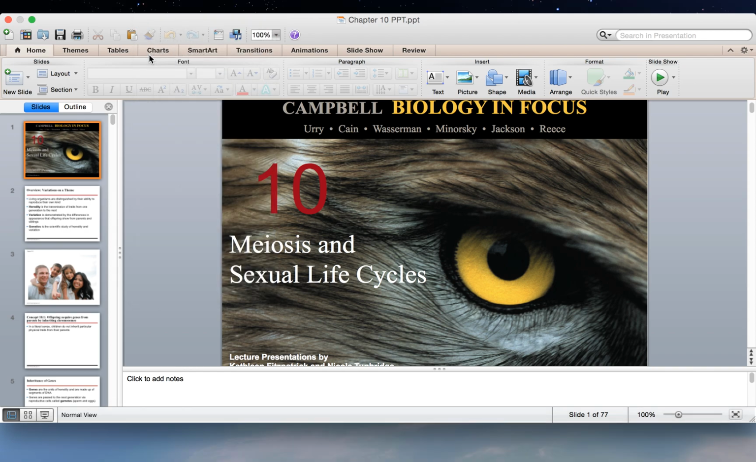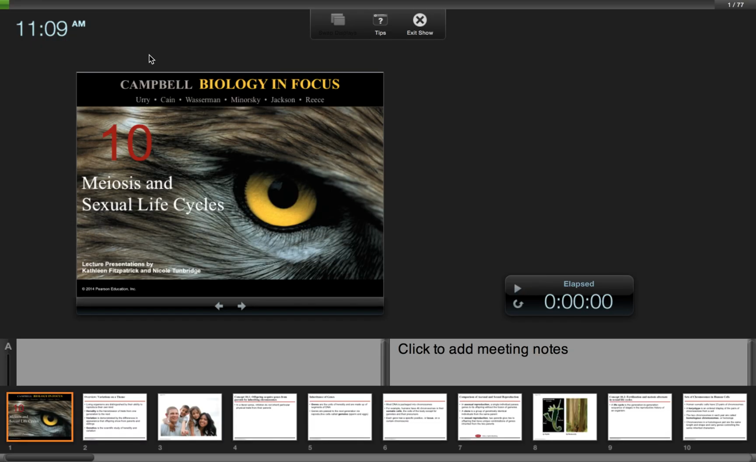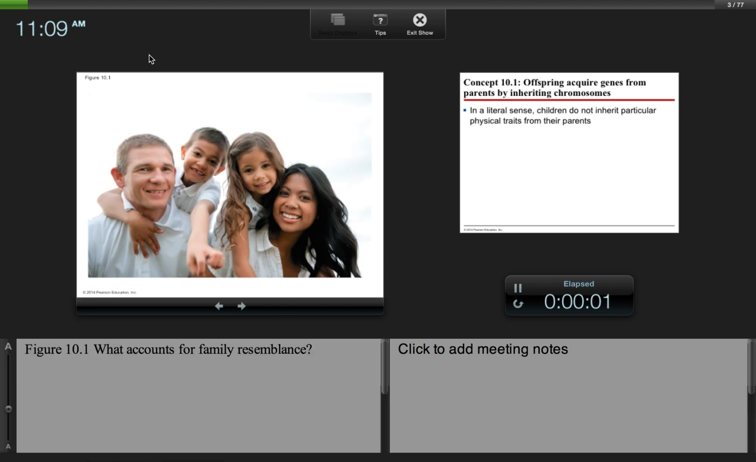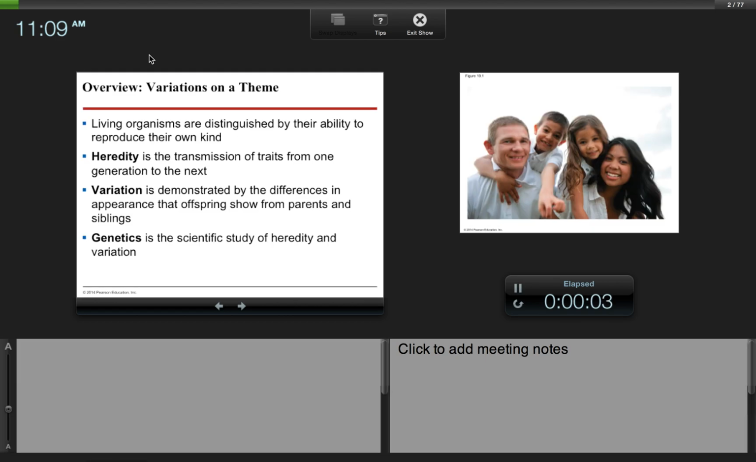Okay, chapter 10, meiosis. Living organisms are distinguished by their ability to reproduce their own kind. Heredity is the transmission of traits from one generation to the next.